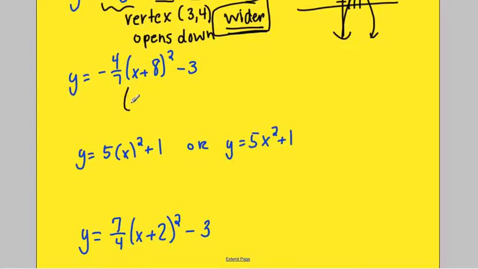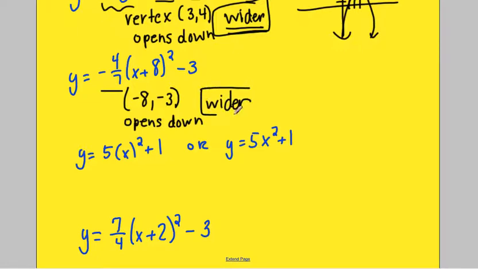All right, the next one, you do the opposite of the parentheses. You keep what's outside. So -8, -3 is your vertex. This number is negative, so it opens down. And 4/7 is in between -1 and 1. So that means that it's wider. I'm not going to show that on the graph. But your vertex is -8, -3, which will be down here, and it opens down.